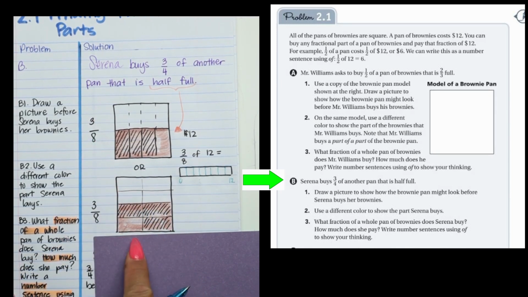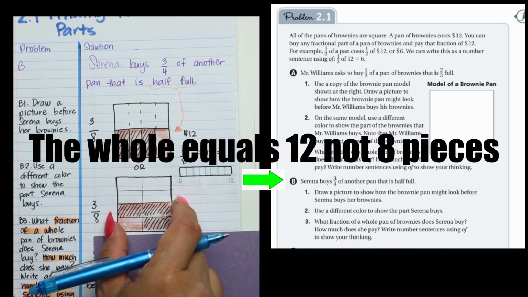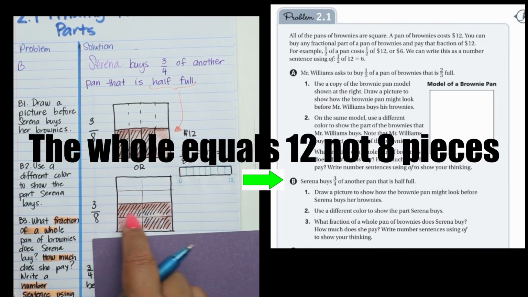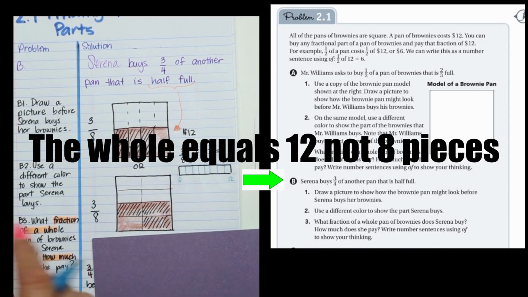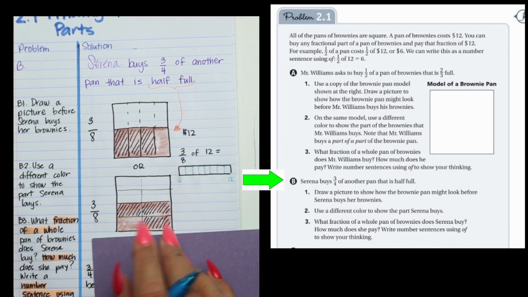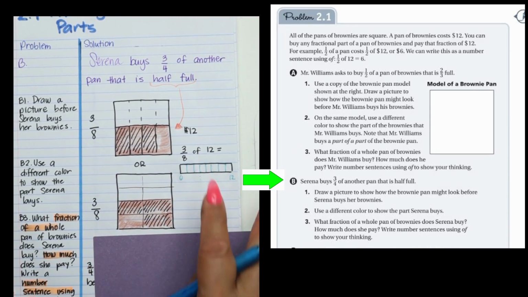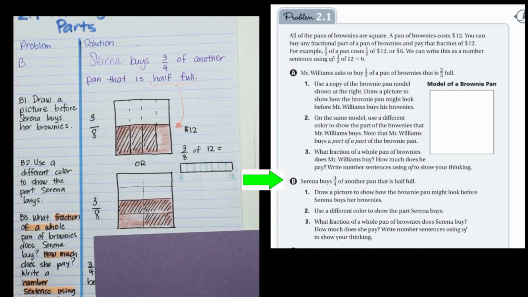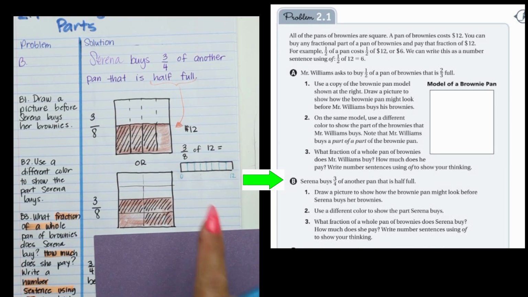If you did it this way, again, 1, 2, 3, 4, 5, 6, 7, 8 whole. So the whole equals 8 pieces, and she buys 3 of them of a whole pan. Now it wants to know how much does she have to pay. 3/8 of $12. So I made a little bar model, and I have to divide 12 into 8 pieces, and here you can use a calculator.